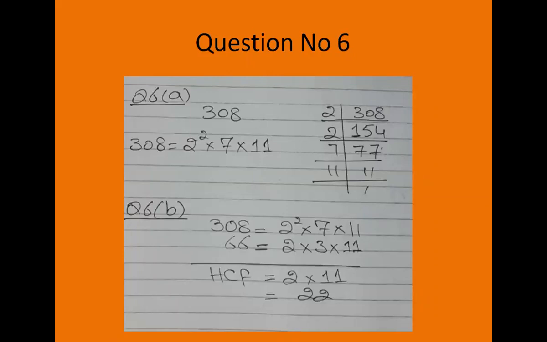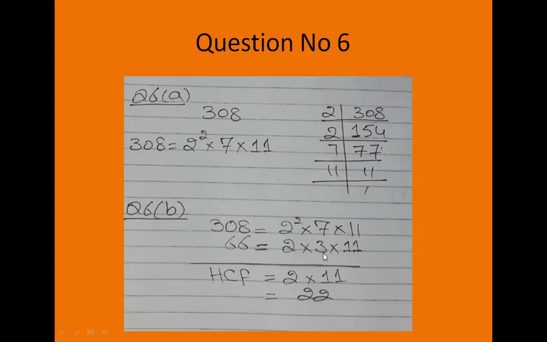Now on question number 6, the B part, he wants you to find out the HCF. If you want to find the HCF, we will write both the numbers 308 and 66. We want to find the HCF of 308 and 66. So we will write 308 and we will write its factors. They are 2 squared into 7 into 11.